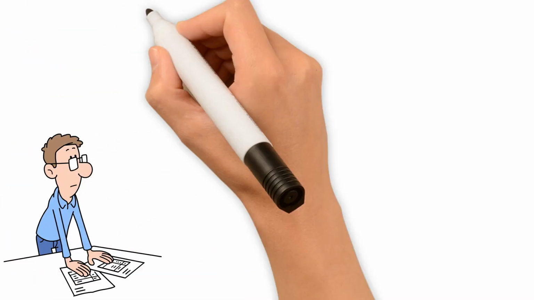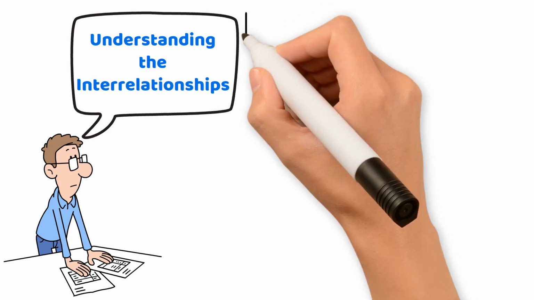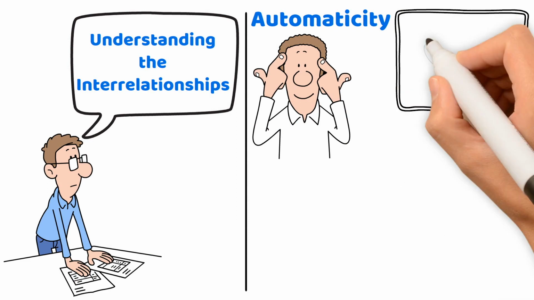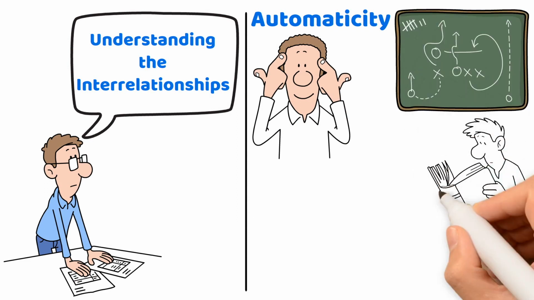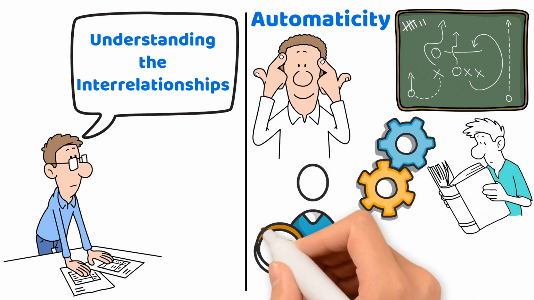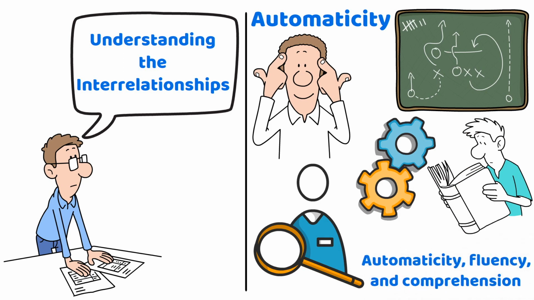Your exam will require you to demonstrate your understanding of the interrelationships. So let's get into that now. Automaticity is a term you'll want to remember. It refers to the point where decoding words becomes second nature, allowing the reader to focus on the meaning of the text rather than the mechanics of reading. When examining multiple choice questions, look for stems that ask about the relationship between automaticity, fluency, and comprehension.